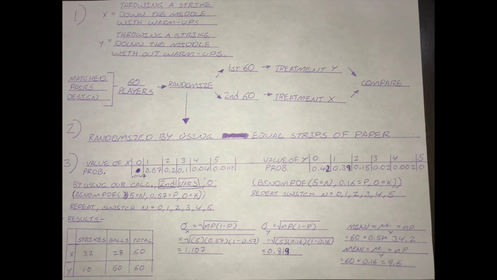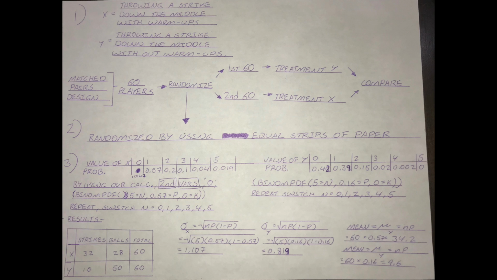To find our probability, 0.57 and 0.16, we used our strikes, which was 32, divided by our total, which was 60. We also did 10 divided by 60. Standard deviation with a population of 5 would equal 1.107 for the value of x, and the value of y would equal 0.819.